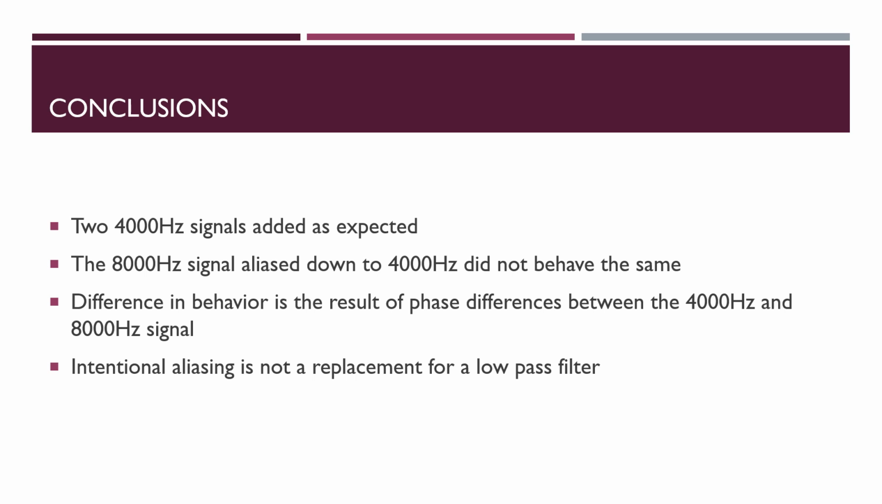The result of this is that intentional aliasing is not a replacement for a low-pass filter, because an aliased signal that appears to be 4,000 Hz does not actually act the same as a true 4,000 Hz signal.